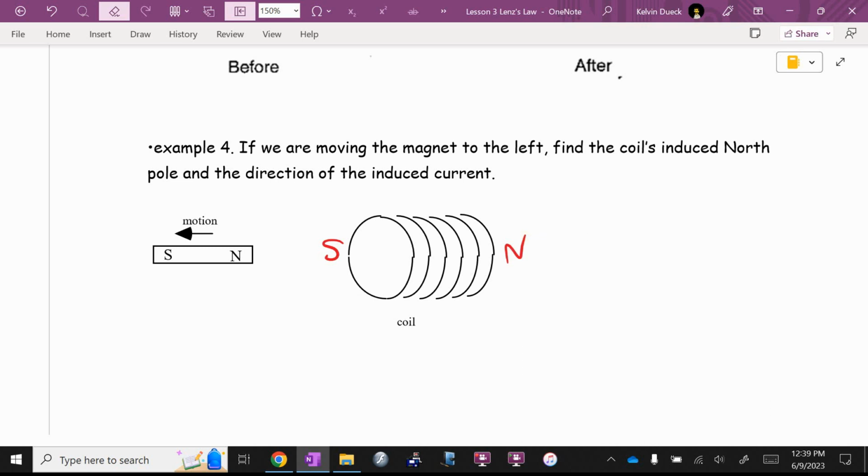North pole there. Now hold the solenoid in your hand. Use your right hand solenoid rule. Is the current curling upwards from the bottom, or is the current curling downwards from the top? This way, yes? Current is going this way. Is that okay for you?